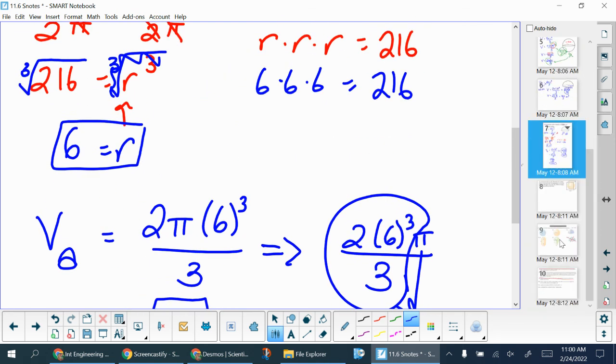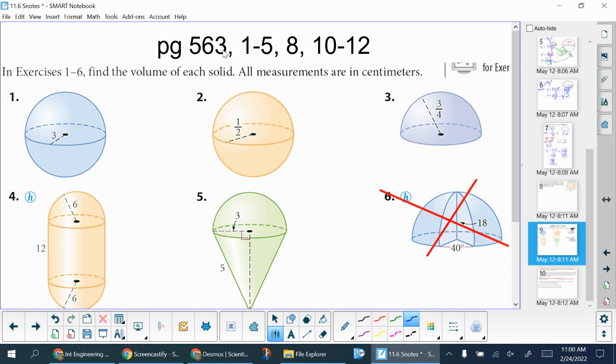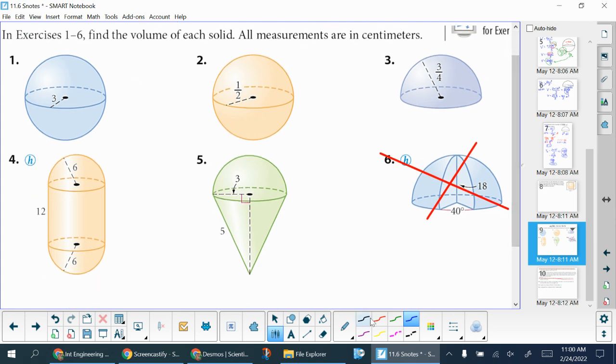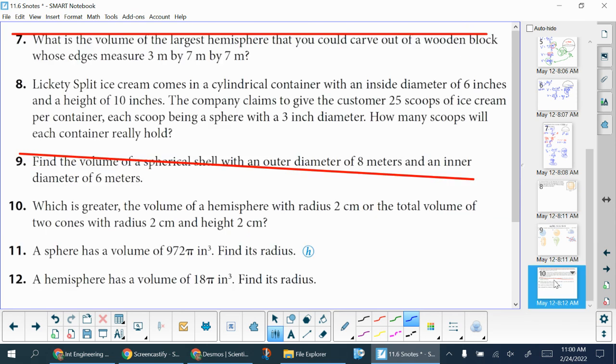Okay, so your homework here is going to be on page 263. It's 1 through 5, 8, and 10 through 12. So we've got those examples there. You could pause the video here if you just wanted to work on them from that. And then down here, 8 is an example of just a word problem that they use. Number 10 is asking you to find the volume of 2 different things and compare them. And then 11 and 12 are working backwards. So they give you the volume and they want the radius.